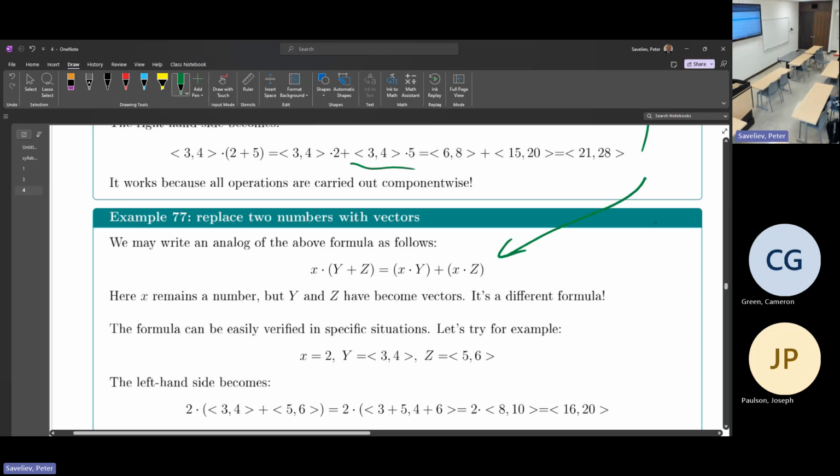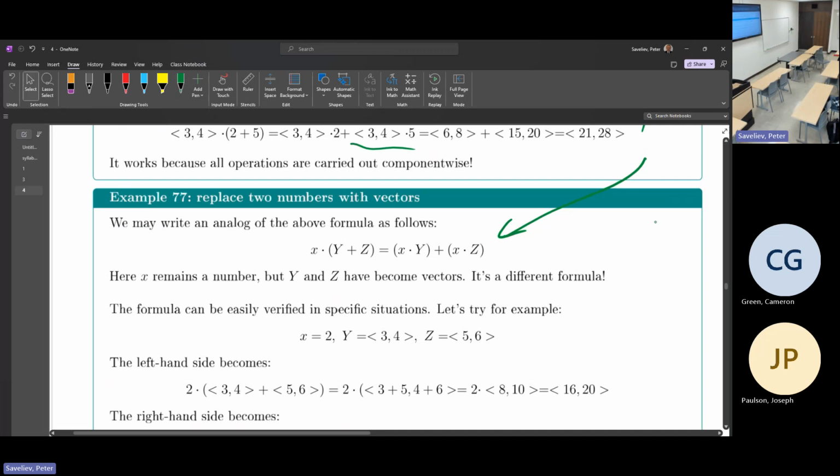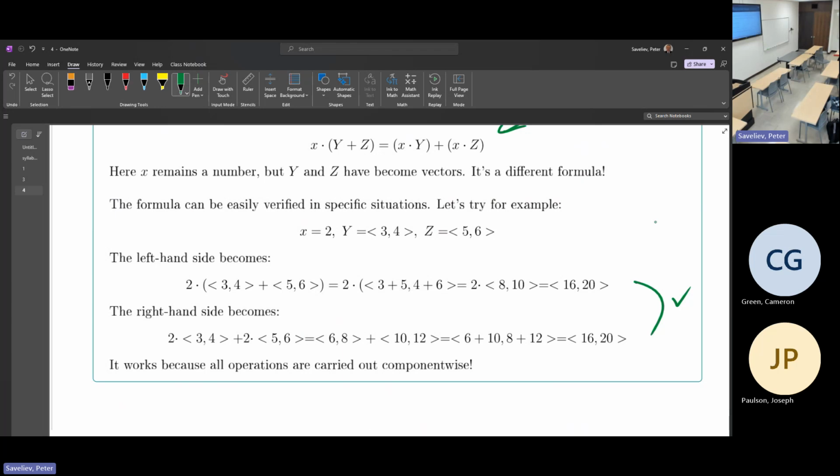If there were numbers, it looks exactly the same, but I'm capitalizing Y and Z, indicating that they're vectors, and it's definitely a different formula. And then verification once again. I don't want to spend too much time, but it checks out. Once again, scalar multiplication and addition, as you can see, you add first and then multiply by 2, or vice versa.